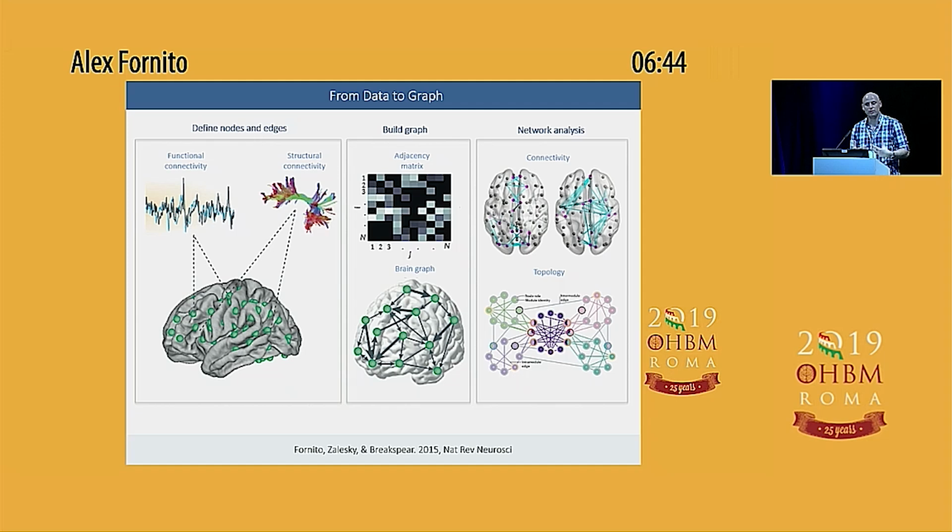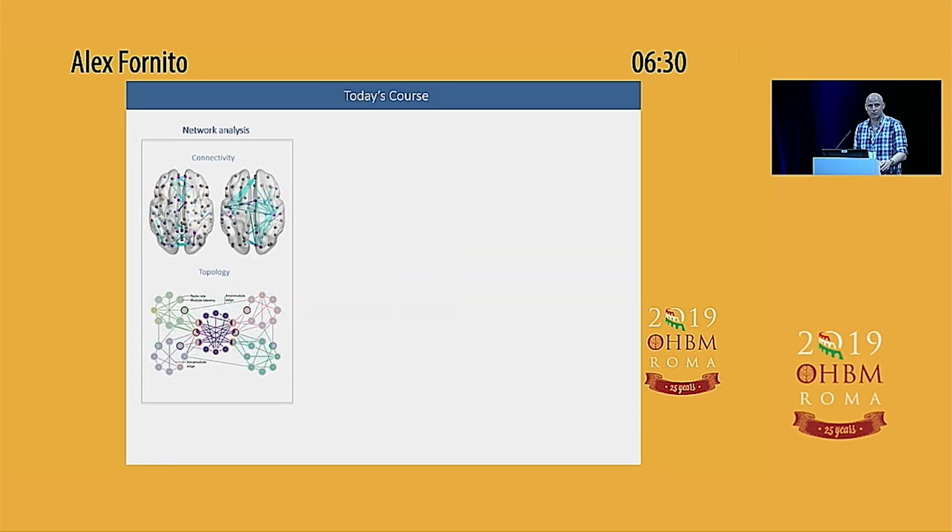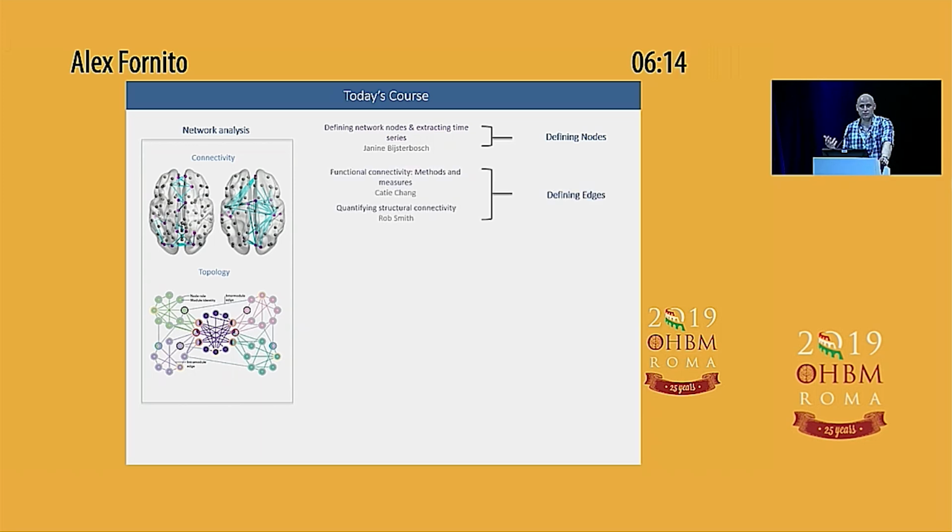And this is where we really use the mathematics of graph theory to obtain a wide array of different measures that quantify different aspects of network topology. As we move throughout the talks today, this is what we're going to hear more of in more detail. Next up will be Janine, who's going to be talking about issues related to defining network nodes and extracting time series for functional analyses. Then we're going to have two talks about defining edges. Catie Chang is going to talk about measuring functional connectivity. Rob Smith is going to talk about measuring structural connectivity.